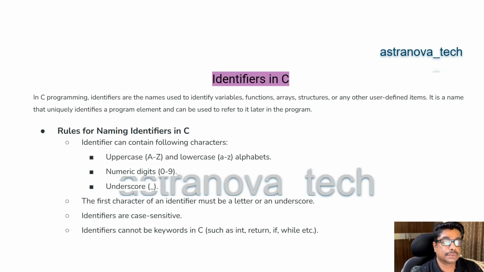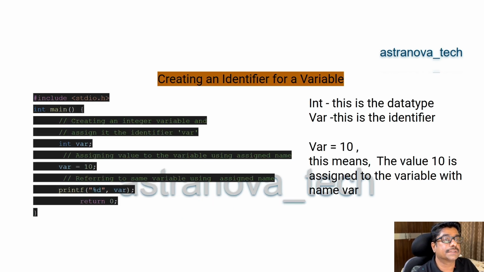There are certain rules. Identifiers can contain the following characters: uppercase A to Z, lowercase a to z, numeric 0 to 9, and underscore. The first character of an identifier must be a letter or an underscore. Identifiers are case sensitive. Identifiers cannot be keywords in C. So we'll look into the keywords again.